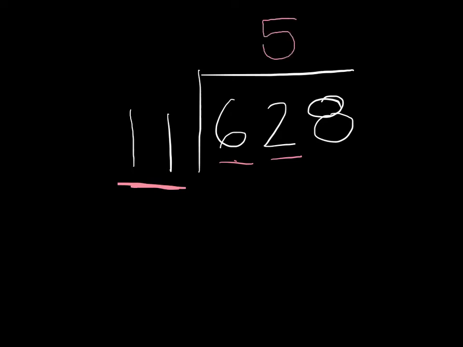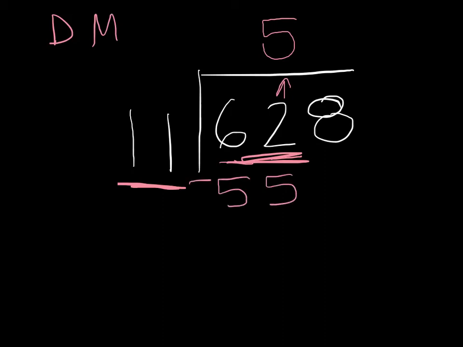And notice how I'm writing that 5 above the 2, because we divided 62 by 11 this time when we did our division. So then we do 5 times 11 for the multiplying step, which is 55. And then we have to do our subtraction. So we need to borrow from here, and then we have 12 here. 12 minus 5 is 7.